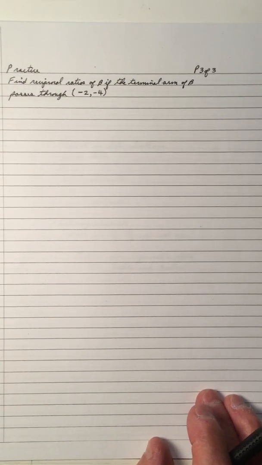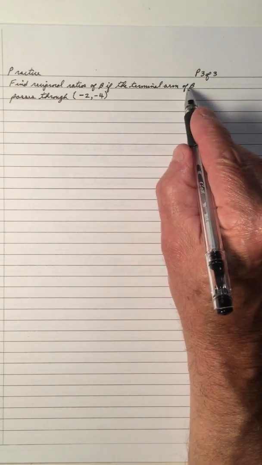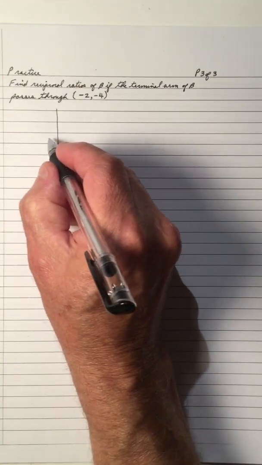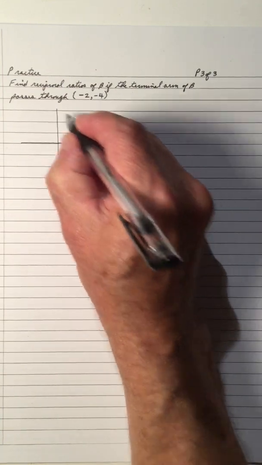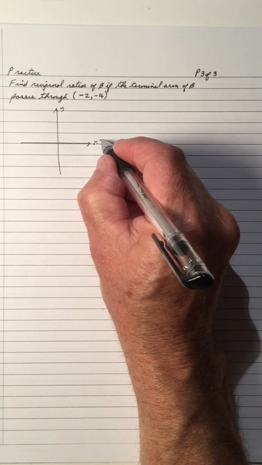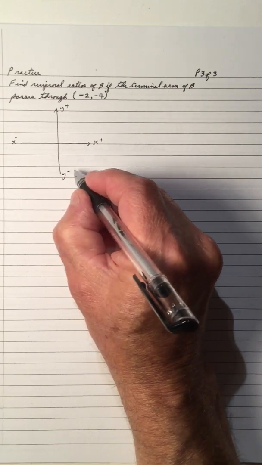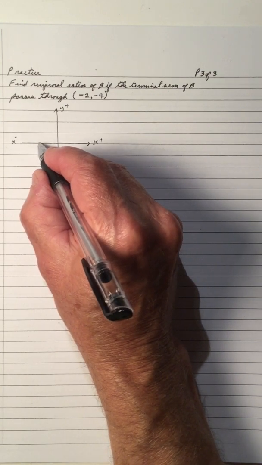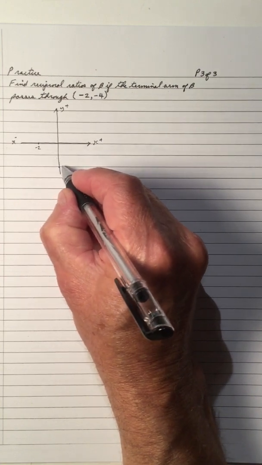So this time what you can do is pause your video and work this question out. Here we go. Find the reciprocal ratios of beta if the terminal arm of beta passes through the point -2, -4. So I always draw a diagram. There it is. And this is the x, and that's the y. Remember, x is positive here. y is positive here, x is negative on this side, and y is negative down here. So we have the point x is negative 2, and y is negative 4.